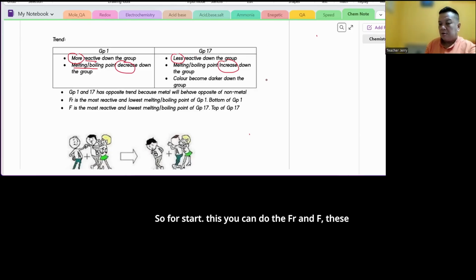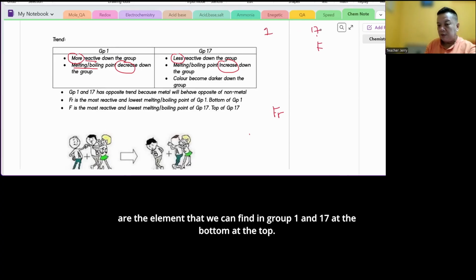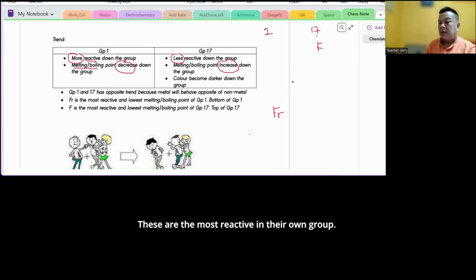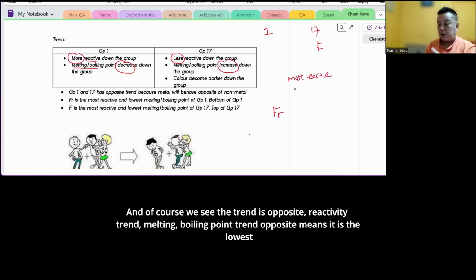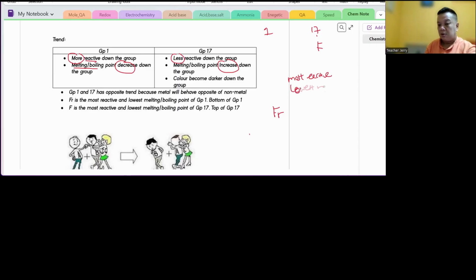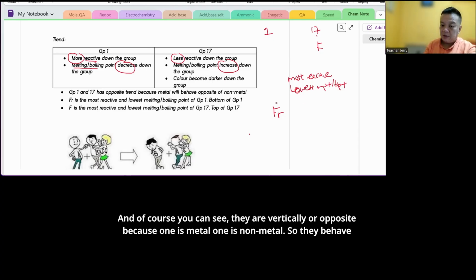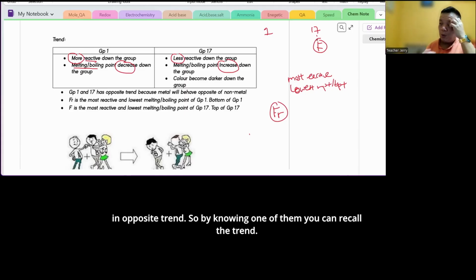For a start, you can know Fr and F. These are the elements that we can find in group 1 and 17, at the bottom and at the top. These are the most reactive in their own group. And of course, we say the trend is opposite, the reactivity trend and the melting point, boiling point trend. That means it has the lowest melting point and boiling point in their own group. You can see they are opposite because one is a metal, one is a non-metal, so they behave in opposite trends. So by knowing one of the F, you can recall the trend.